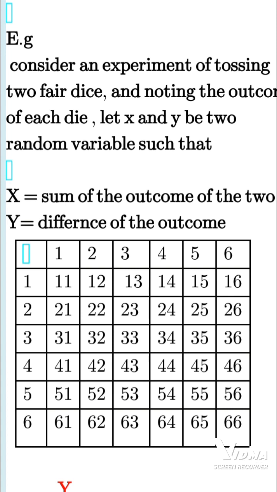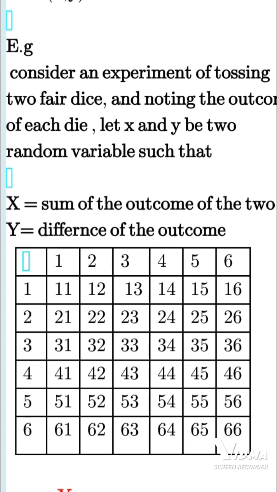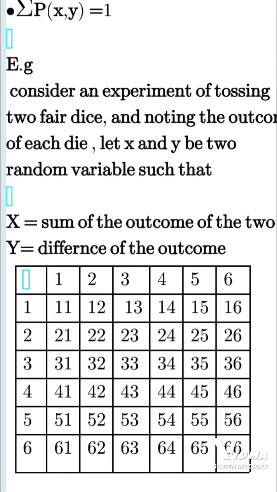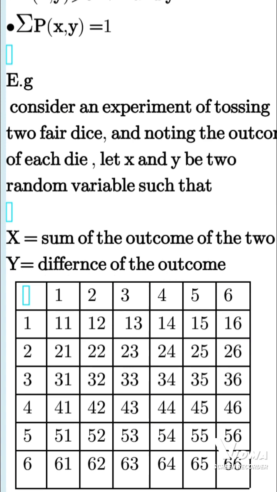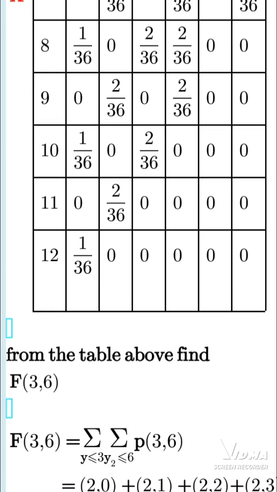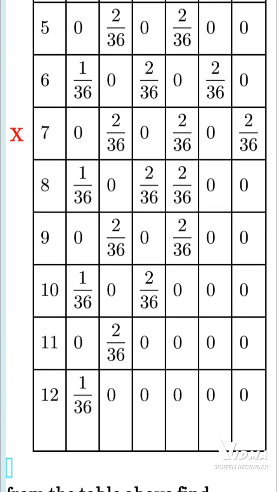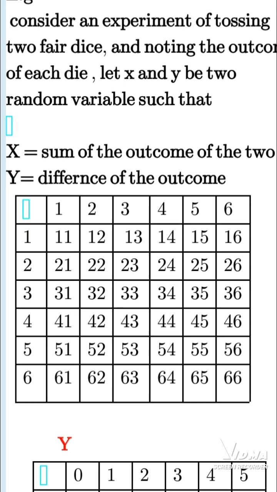So since it is 2 dice, we have our table there, and x is the sum of the outcome of the 2 dice. Y is the difference of what? The difference of the outcome. So in this example, we are asked to find the PMF, that is the probability mass function of the given dice.